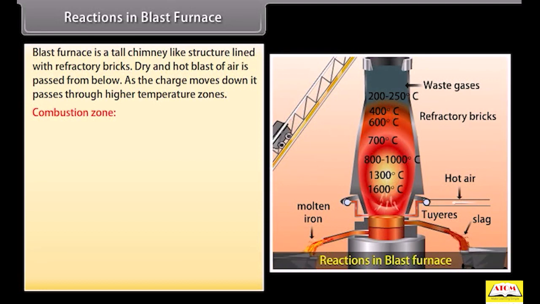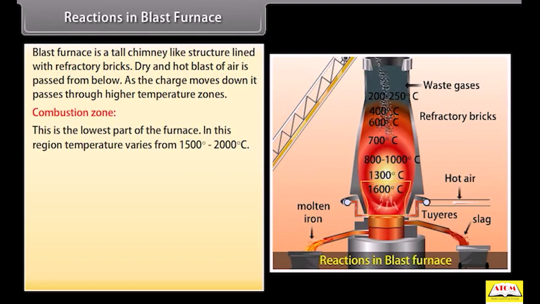Combustion zone. This is the lowest part of the furnace. Here, coke burns in hot blast of air. In this region, temperature varies from 1500 to 2000 degrees Celsius. Carbon dioxide rises upwards and meets with red-hot coke.